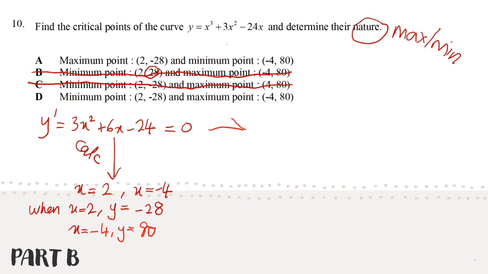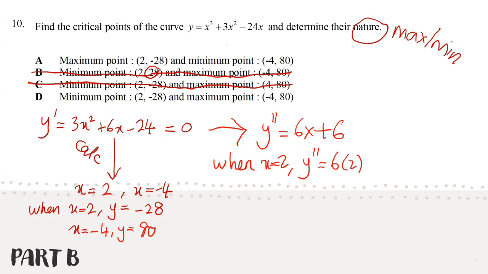So we do the second derivative. Okay. So y double prime. We get 6x plus 6. Okay, so try to substitute one value of x. For example, I choose when x is equal to 2. You substitute into your second derivative. Okay, 6 times 2 plus 6. You get a positive value which is greater than 0. So it means that the point is minimum. So (2, -28) is a minimum point.